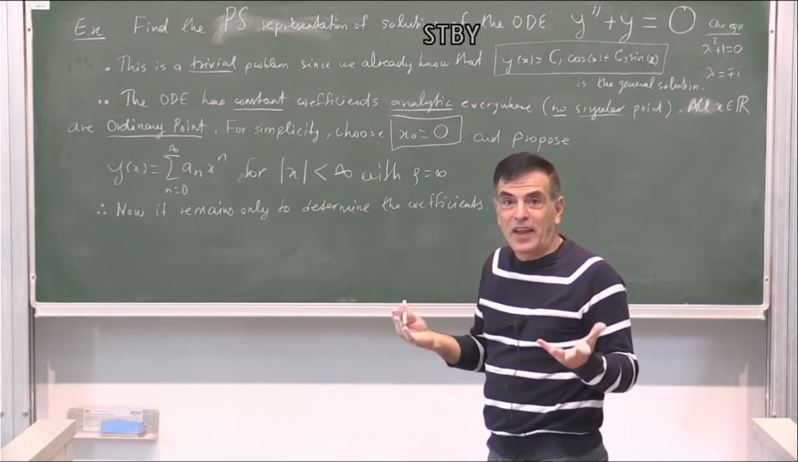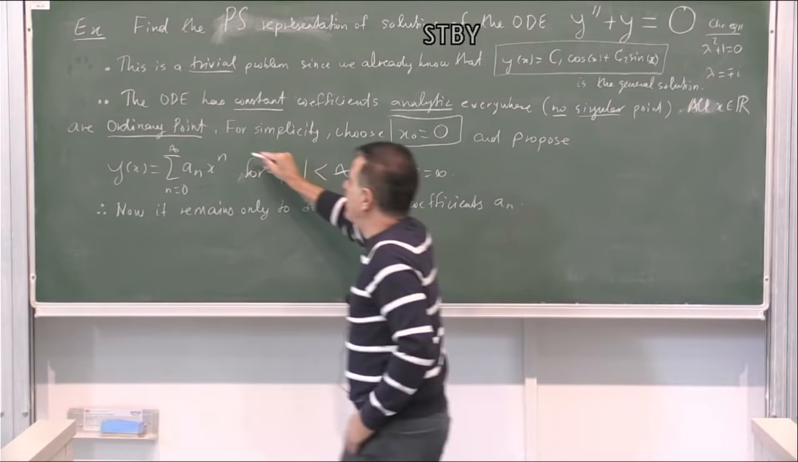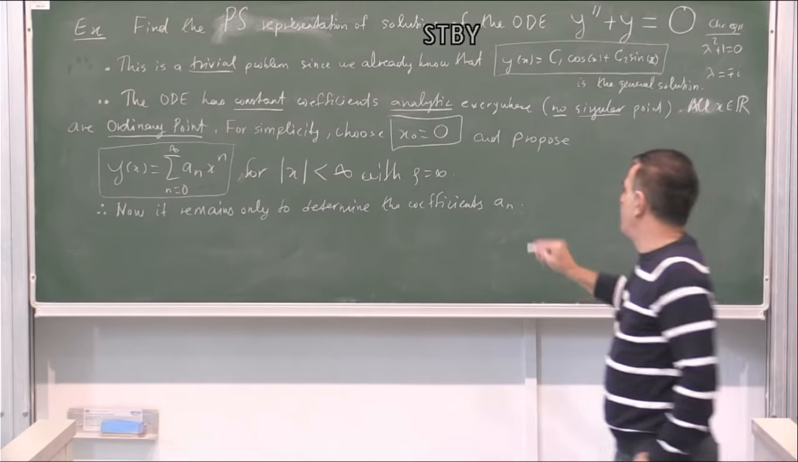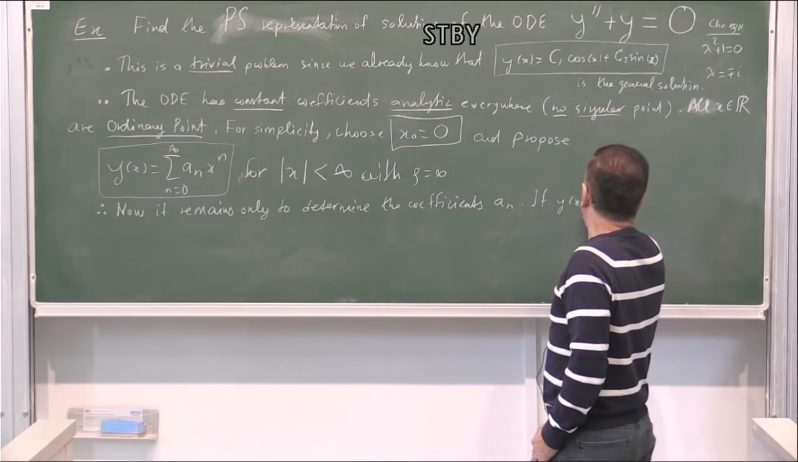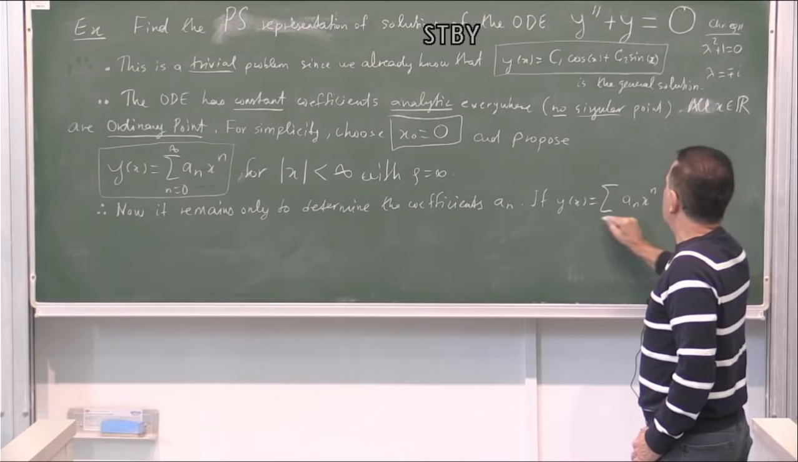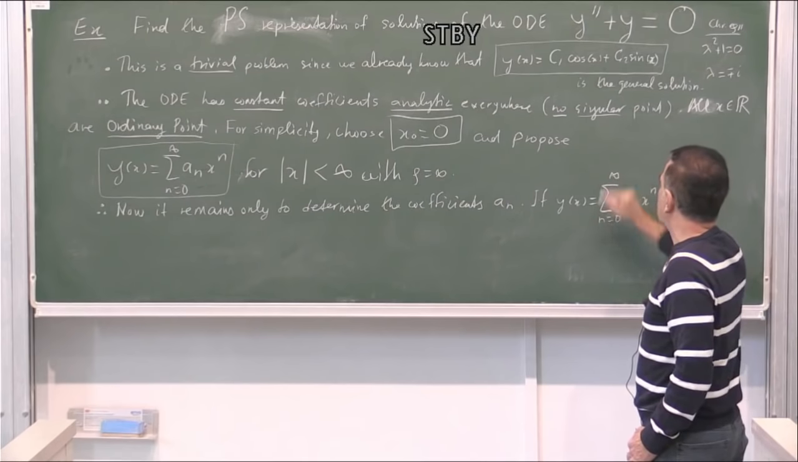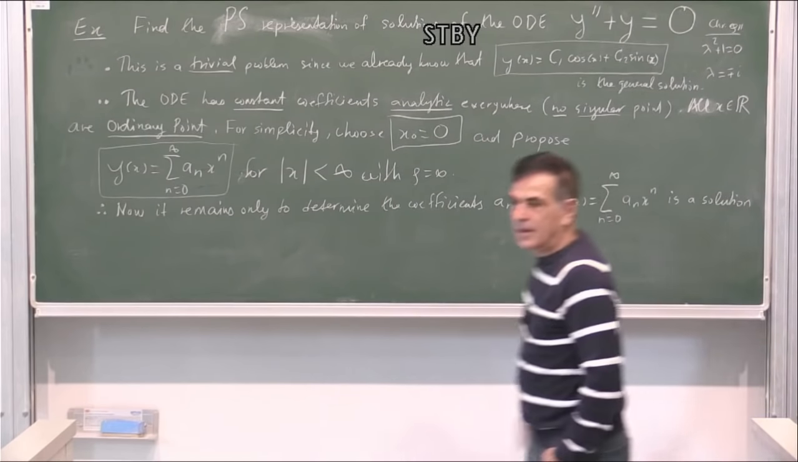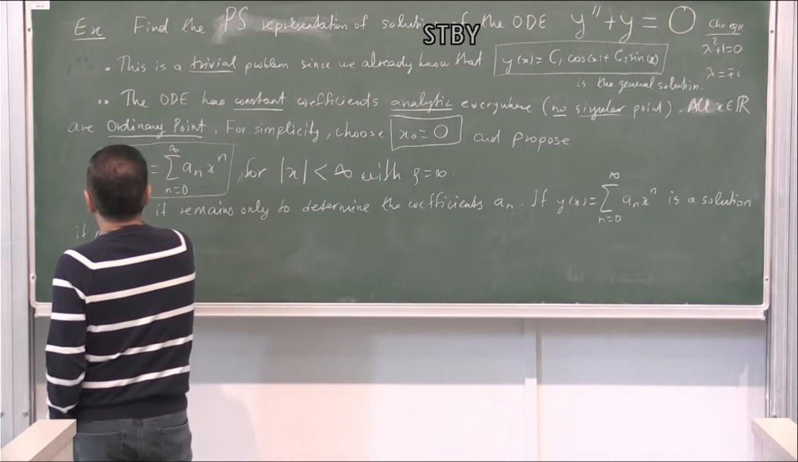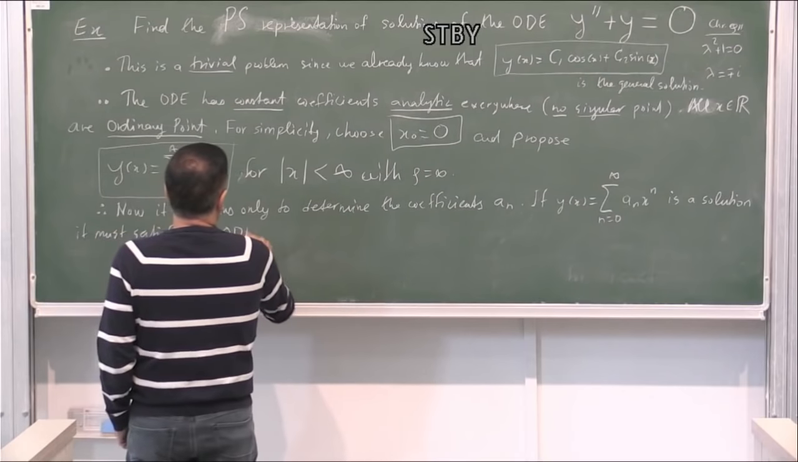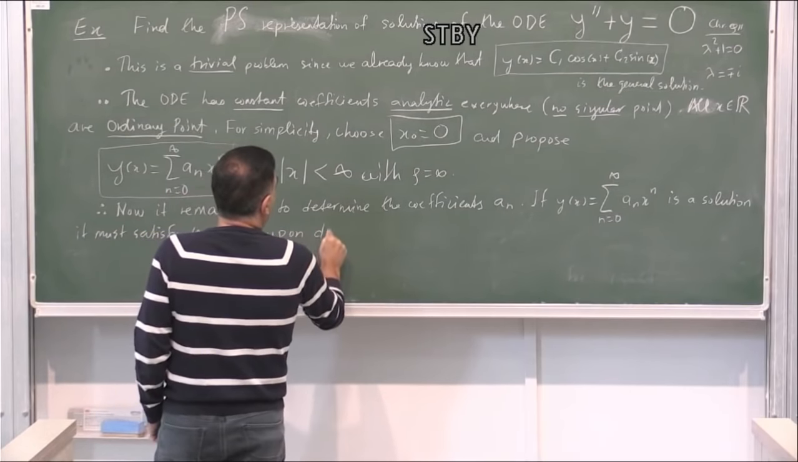The idea remains fixed. If this series is a solution, then it must satisfy the differential equation upon substitution. If y of x, defined as the sum of its Maclaurin series, is a solution, it must satisfy the ODE upon direct substitution.